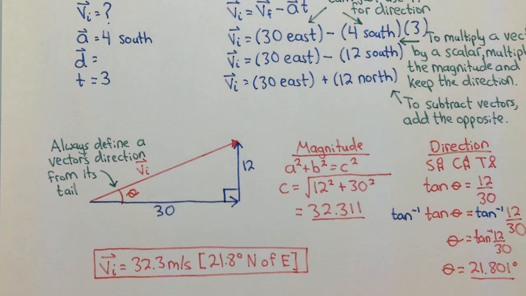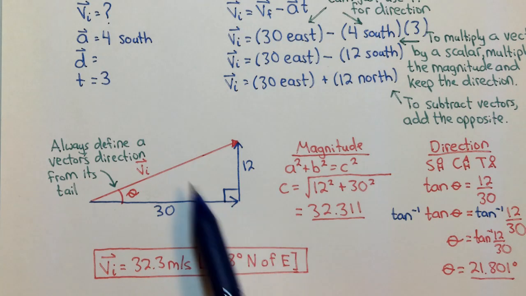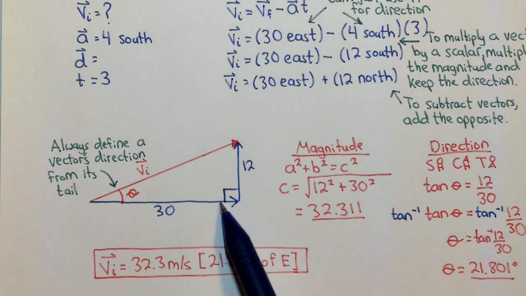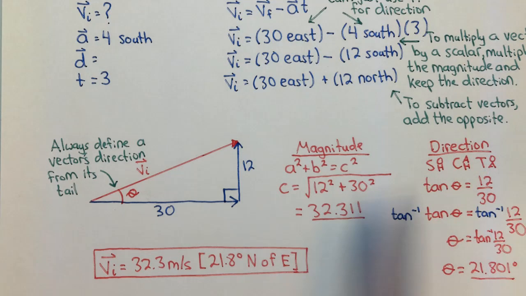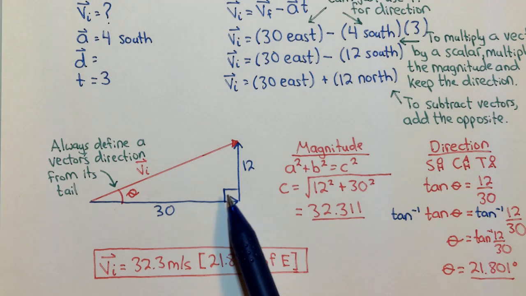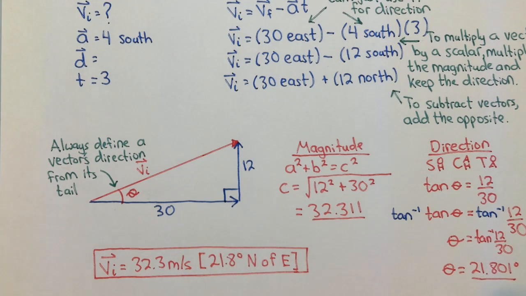Now, one thing that was nice about this problem that won't always be the case is when we drew out this triangle to add the vectors together and find the resultant, we had this nice right angle in there. Right angles are great because they let us use Pythagoras, they let us use sine, cosine, tangent, but we don't always have right angles. So let's next look at a problem where we don't have a right angle.